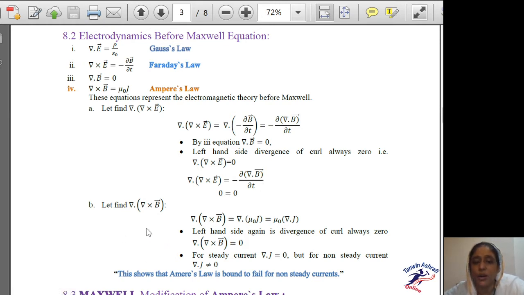What about del cross B? By Ampere's law, del cross B is mu naught J. Taking the divergence, mu naught is taken outside, and we get del dot J. The left hand side is 0, as the divergence of a curl is always 0. For a steady current, del dot J is also 0. But for a non-steady current, del dot J is not 0. This shows that Ampere's law is bound to fail for non-steady currents.